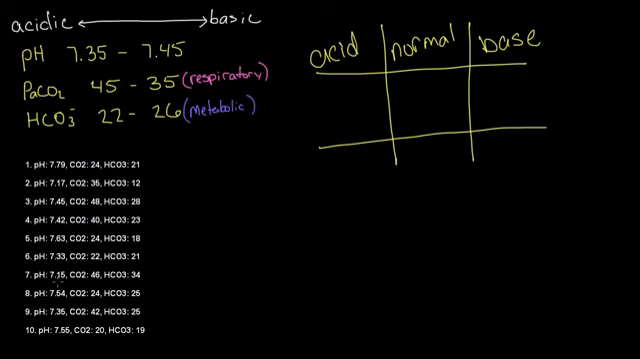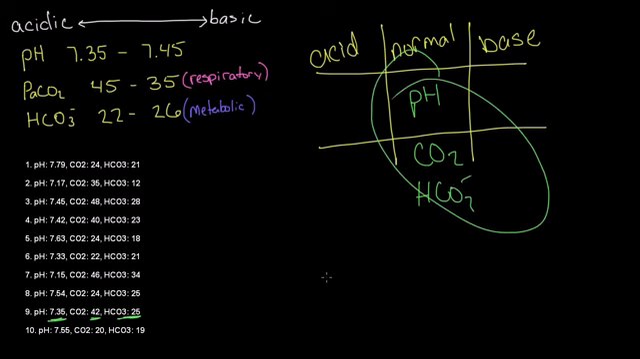Okay, so problem number 9. pH is 7.35. 7.35 is normal, so pH goes in the normal column. The CO2 is 42. 42 is normal. Okay, so we write down CO2 in the normal column. And our bicarbonate, 25, is also normal. So this is another case of the pH is fine. It's another normal ABG reading.